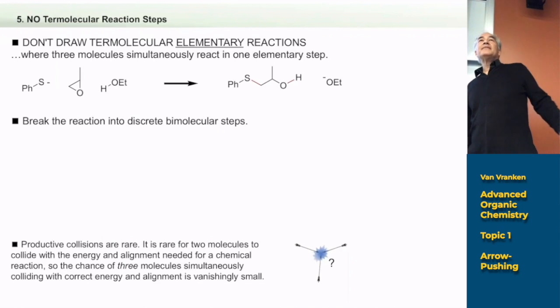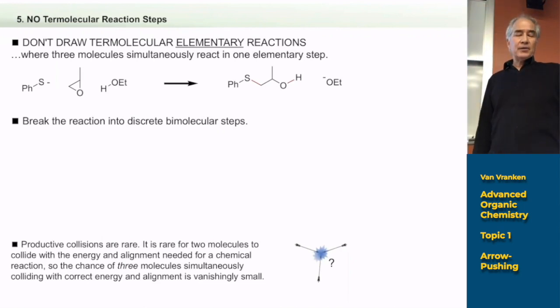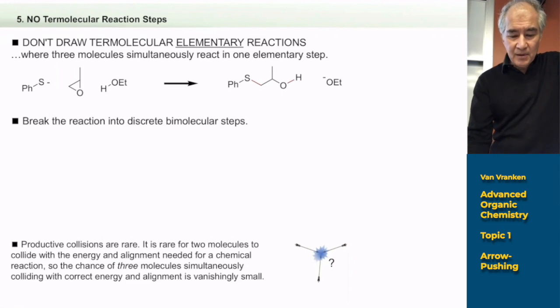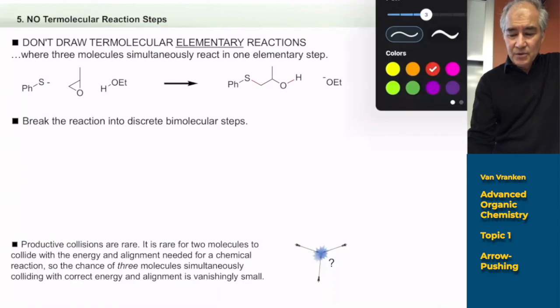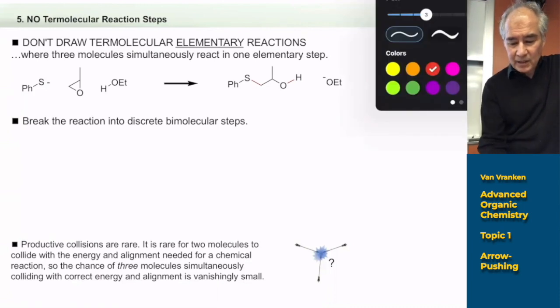Rule number 5, no termolecular reaction steps. What does termolecular mean? Termolecular means 3 molecules are involved. So here's an example of the start of, well, it's just an epoxide ring opening that's done in ethanol. And so you can kind of see what's happening here when you look at the product.